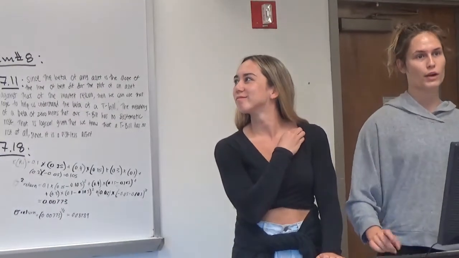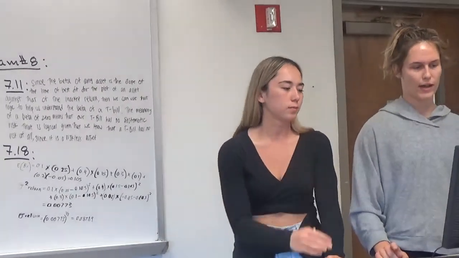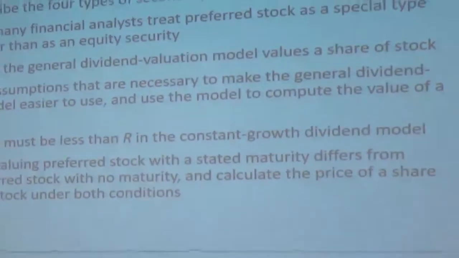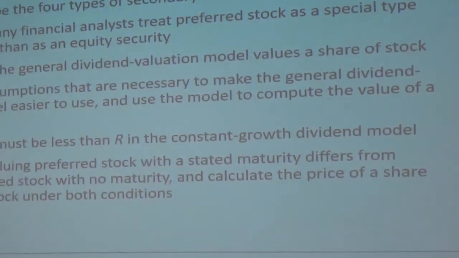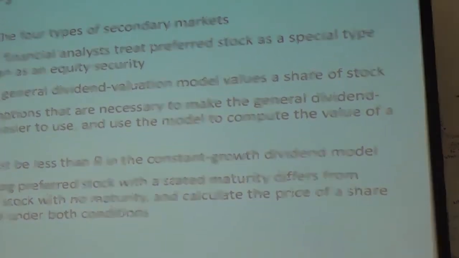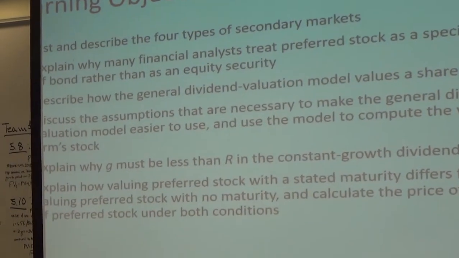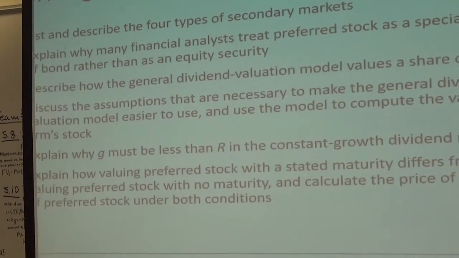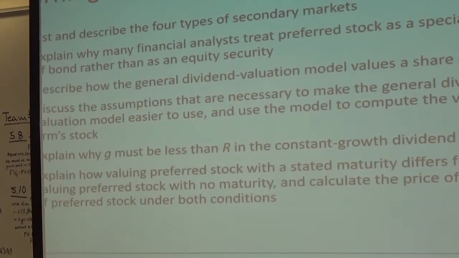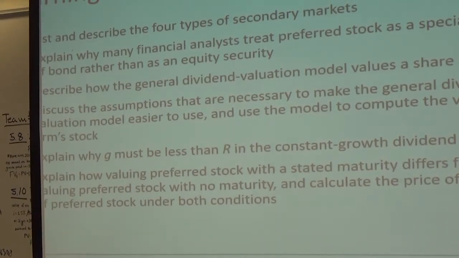But we're in charge of Chapter 9, which is stock valuation, and the learning objectives for Chapter 9 are to be able to describe the 4 types of secondary markets and to explain why financial analysts treat preferred stock as this special type of bond rather than as an equity security. And we need to be able to describe how the general dividend valuation models value a share of stock.